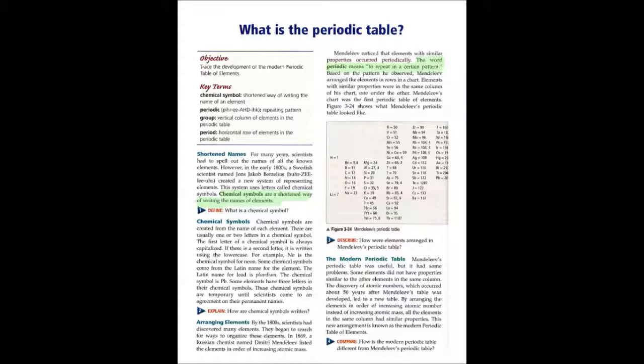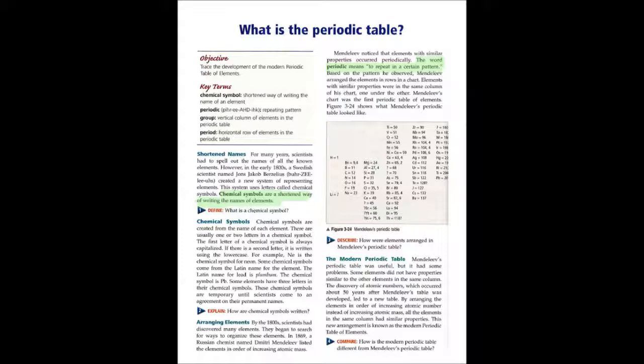Groups and periods. Look at the periodic table in figure 325. Notice that there are 18 columns. These columns are called groups, or families. Elements that are in the same group have similar physical and chemical properties. For example, lithium, Li, sodium, Na, and potassium, K, are all solids that react explosively with water. Elements in the same group also have the same number of electrons in their outermost energy layers.